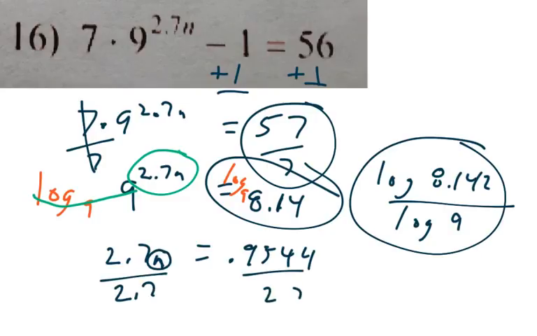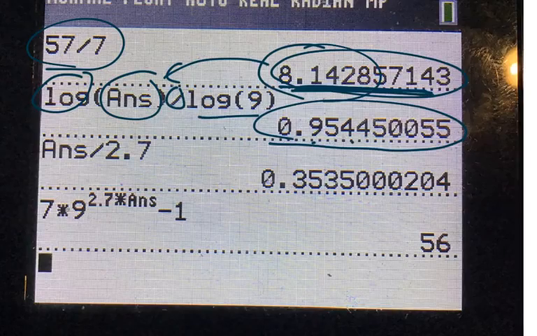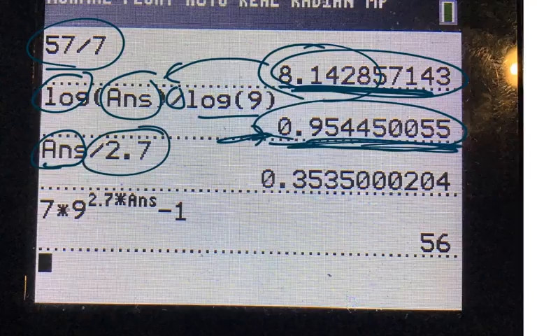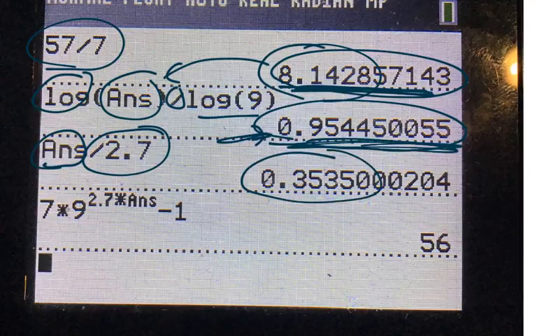Now, guys, again, don't clear your calculator because to solve for n here, we have to divide by 2.7. So that's what we're going to do. We're going to take our answer. Notice I did not clear it out or retype it in. I want the best answer I can get with the most decimal numbers in it. I round off basically at the end. When I divide that by 2.7, I get 0.3535.